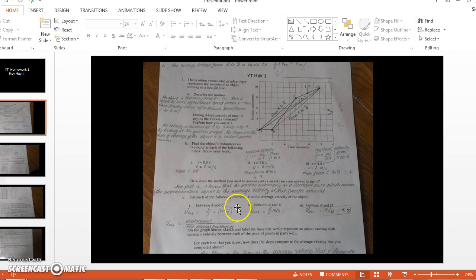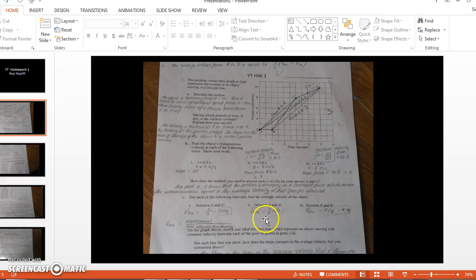So for each of the following intervals, find the average velocity of the object between A and C. To find the average velocity from A to C, I drew a line going from A to C, and then found the slope of that line, which gives me the average velocity from A to C. Or you can use the formula V average equal to the change in displacement over the time interval for the change, which will give you the same answer.